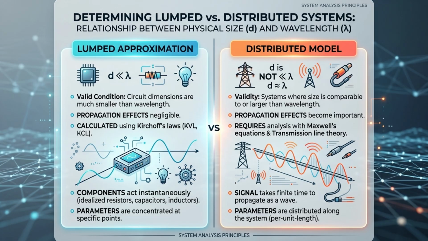The key factor determining whether a system is lumped or distributed is the relationship between physical size and wavelength. If the circuit dimensions are much smaller than the wavelength, the lumped approximation remains valid. If not, propagation effects become important and distributed models are required.